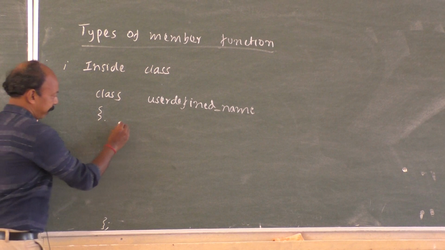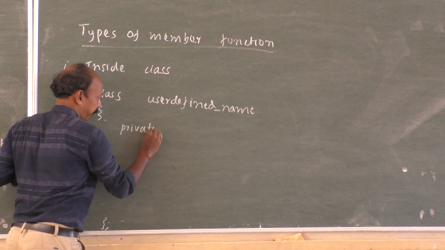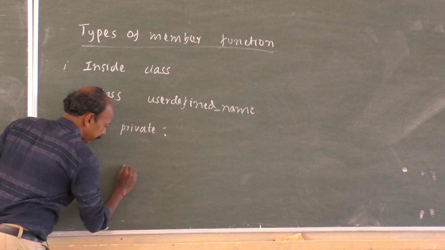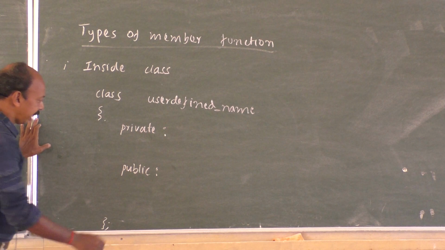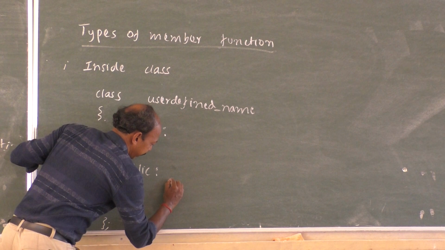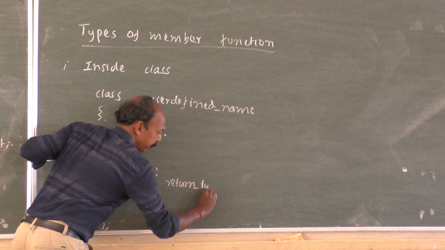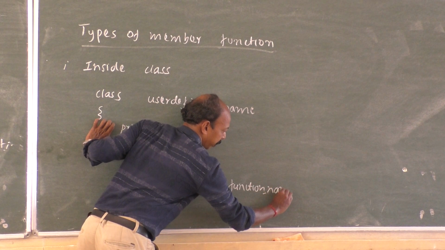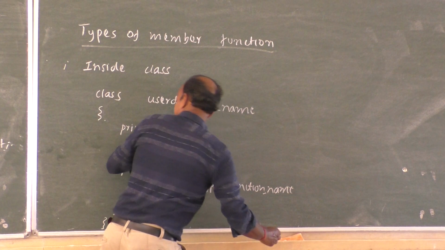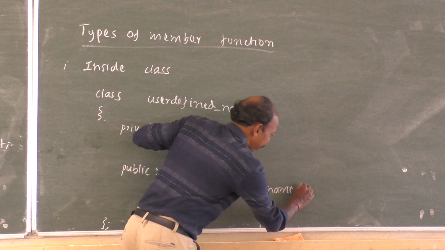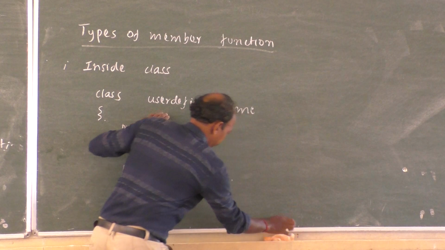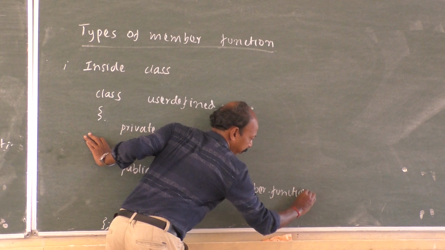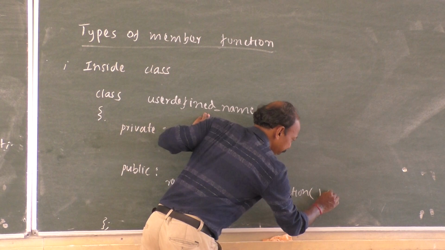Then we will write the private. We will define the member functions or member data. Then we will write the public. Then we are going to declare the function, that is return type, function name, and then what we have seen in the syntax, member function, and we have written semicolon here.